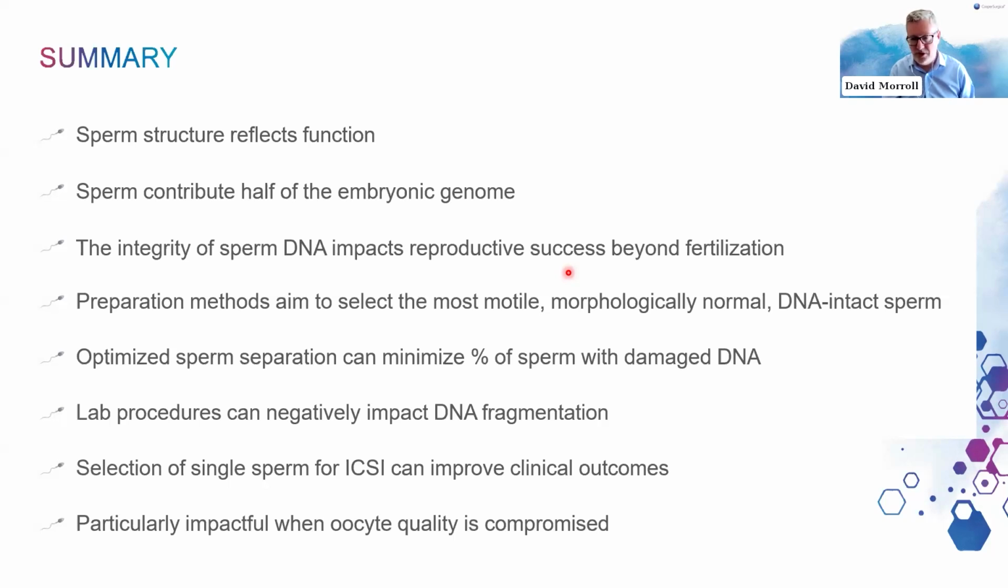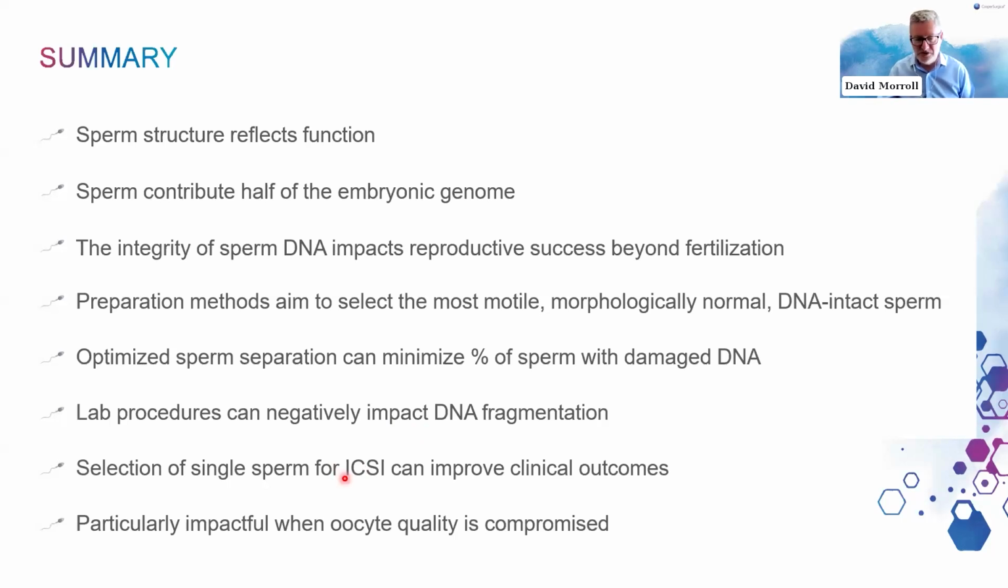And what we want to know is how we select the best sperm, because we know the sperm has a significant impact on late paternal effects. We're talking about blastocyst formation, implantation, and early pregnancy loss. So we can optimize sperm separation using things like Zymot and careful density gradients and good swim ups and so on. We know lab procedures can impact DNA fragmentation negatively with poor handling. And we know that selection of the right single sperm for ICSI can improve clinical outcomes.